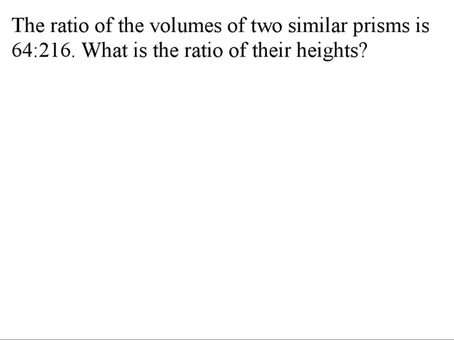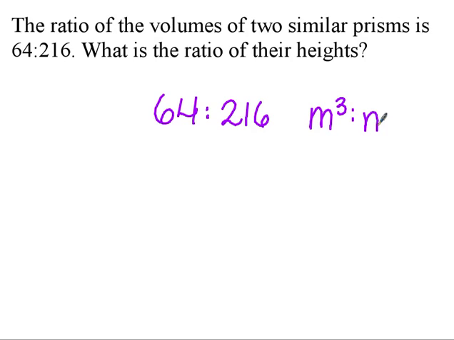Okay, let's look at this one. The ratio of the volumes of two similar prisms is 64 to 216. What is the ratio of their heights? We have 64 to 216. That's their volumes, so remember, that's m cubed to n cubed. What's the ratio of their heights going to be? 4 to 6. Good, and there you go.